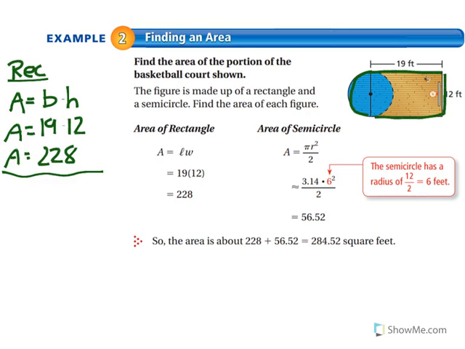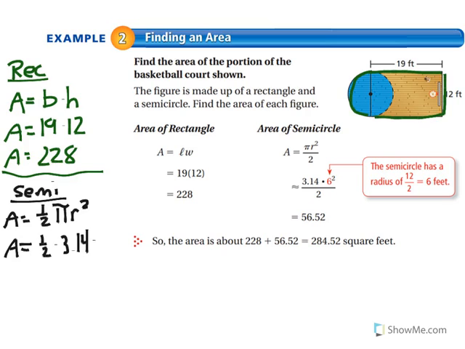And then we're going to do the area of the semicircle. So again, I'm just going to put down semi. With the semicircle, I have area equals 1/2 pi r squared. Or if you want to do pi r squared times 1/2 or pi r squared divided by 2, they all mean the same thing. It doesn't make a difference to me how you write that. They just have to have those moving parts. So I have 1/2 times 3.14 times 6, so that's the radius. We were given the diameter, and we're going to square it.